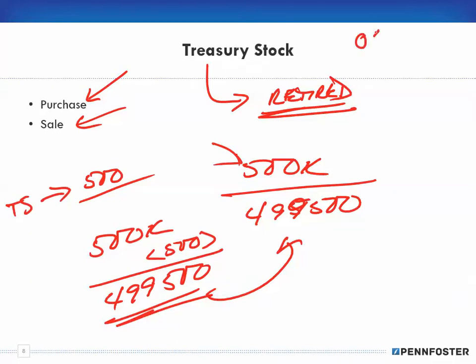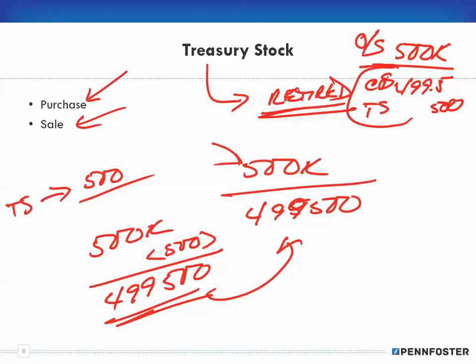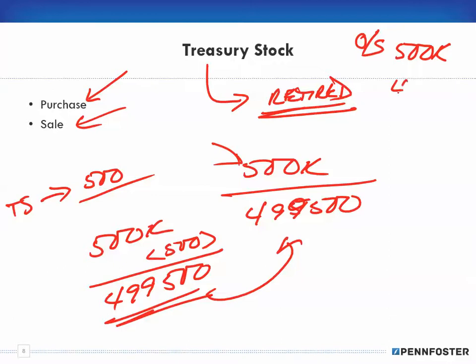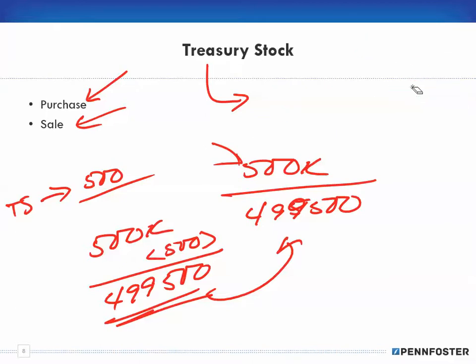So our total outstanding started out at 500,000, but now we have the 499,500 in common, and for treasury we have 500. So they total that outstanding amount of 500,000 shares, unless we retire it. If we retire those 500 shares, then our outstanding stock is no longer 500,000. It's the 499,500, because we've gotten rid of the 500 shares. So that's kind of the idea behind this.